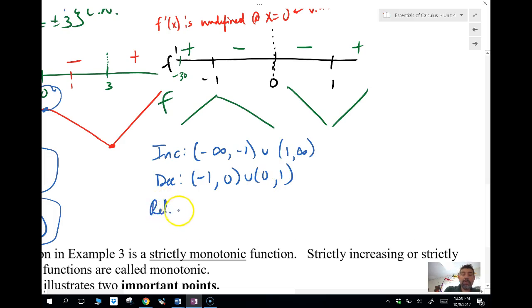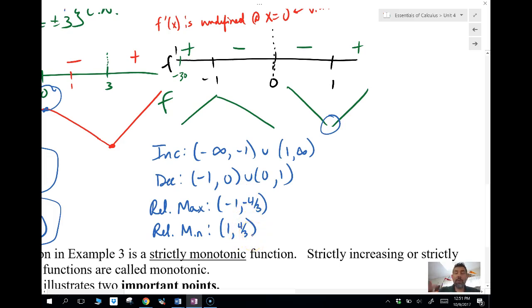Well, let's see. I do have a relative max. My relative max is at negative 1. Now plug in negative 1 in my original function. I'm going to get 4/3. And I do have a relative min right here. So I'm going to plug 1 in to my original function, and that's going to give me, oops, this should be a negative. This should be a positive. All right. Okay, so there was another example. This time it had a vertical asymptote.